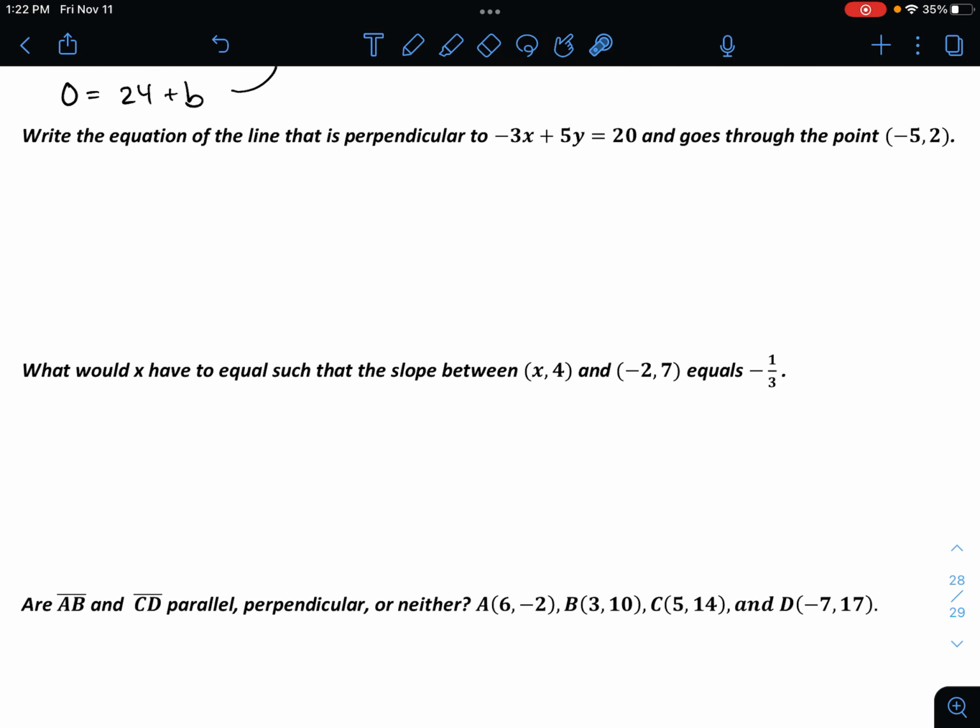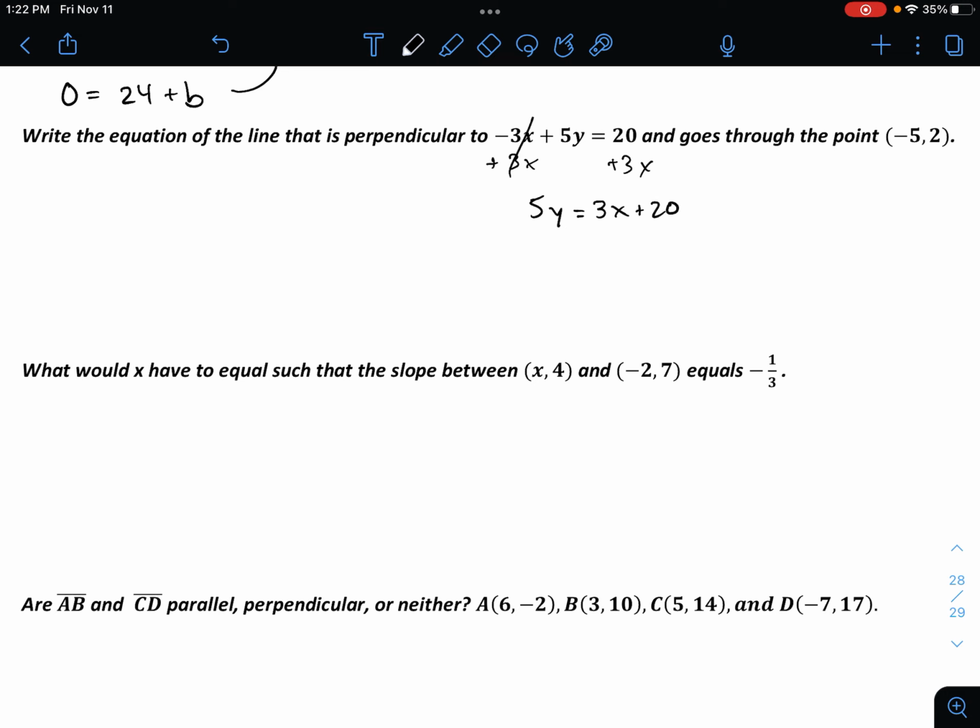Next up, we're going to write the equation of a line that is perpendicular to this given line, and it also goes through this point. So this is not in slope-intercept form yet. So first thing I'm going to have to do is change this into slope-intercept form. So I'm going to go ahead and add 3x on both sides. That's going to give me 5y equals 3x plus 20.